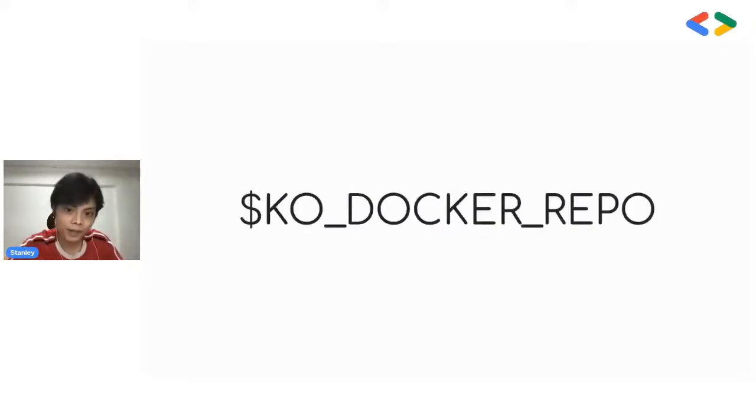So where does Ko publish images to? By default, Ko will try to publish to your local Docker repo, but we can easily reconfigure that with an environment variable called KO_DOCKER_REPO.